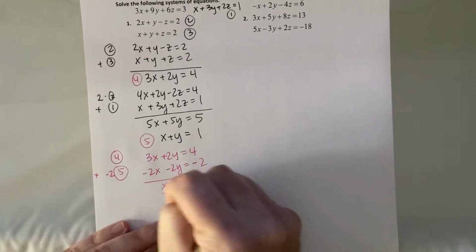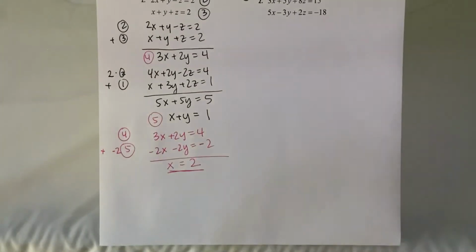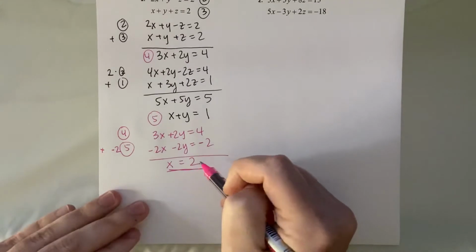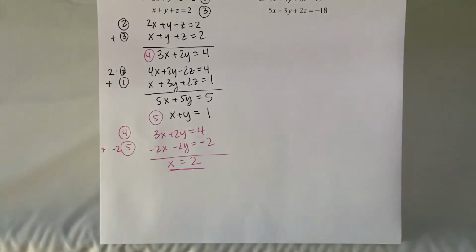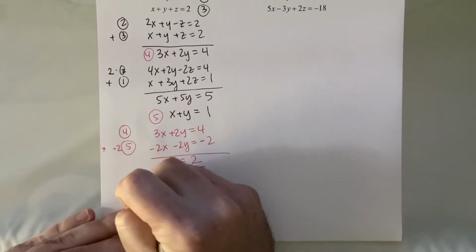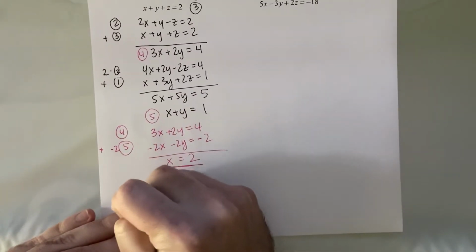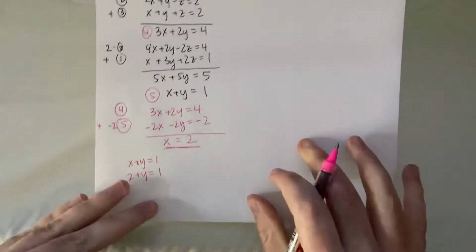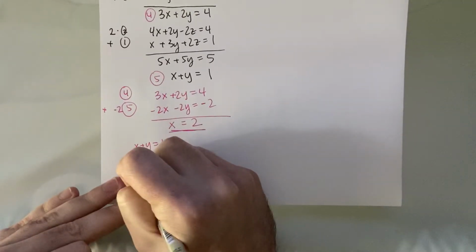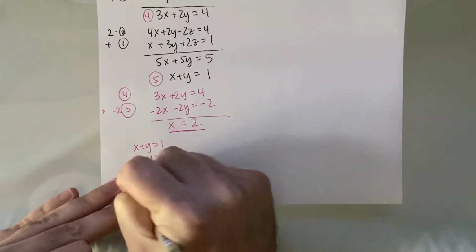So that solves our first variable. Maybe I would have to divide normally here, but I don't in this case, and I can plug it back in to get y. So we've got x plus y equals 1, which means 2 plus y equals 1. So subtracting 2, y is negative 1.